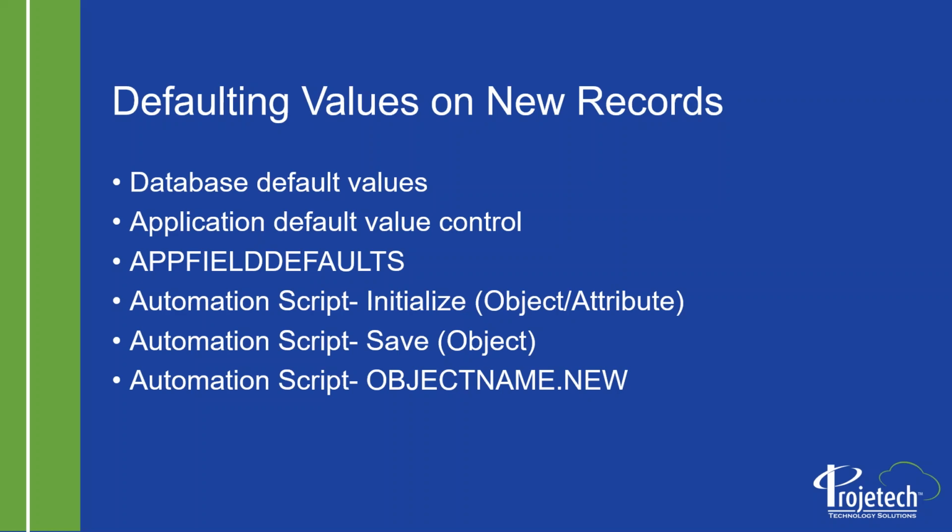So now we're going to talk about the three automation script options: initialize, save, and object name new. These we're going to talk about in a little more detail. When you get the slide deck, I have detailed slides on the top three, and you'll be able to get some more information on those if you're interested in some of the out-of-the-box options, when to use them, and when not to.